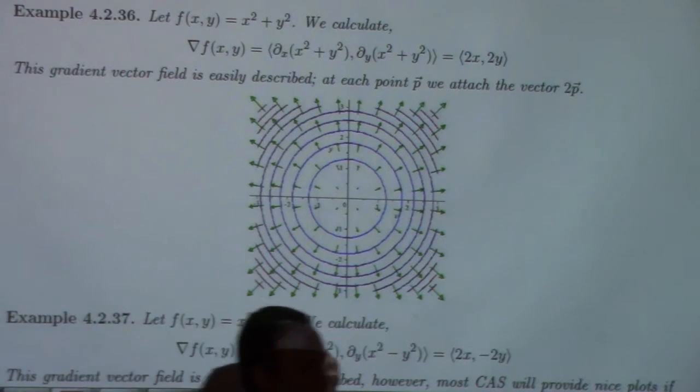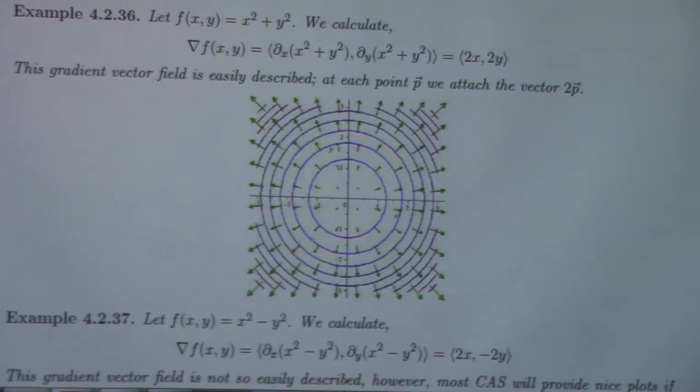Here's the x squared minus y squared. What would that be? Z equals x squared minus y squared is a hyperboloid, right?